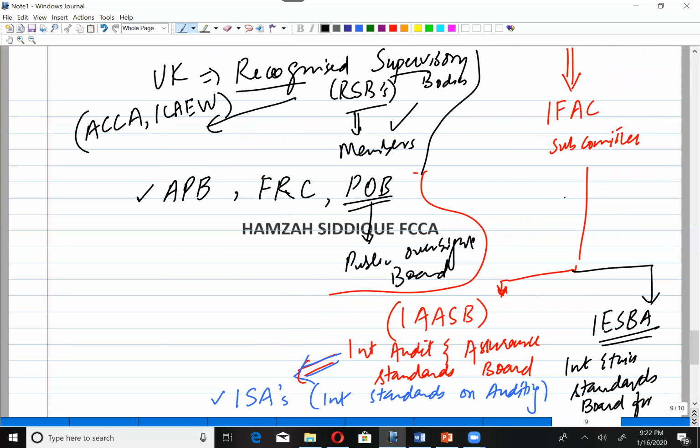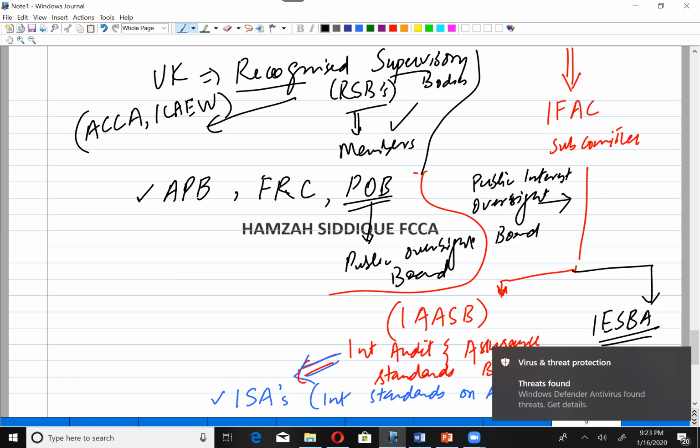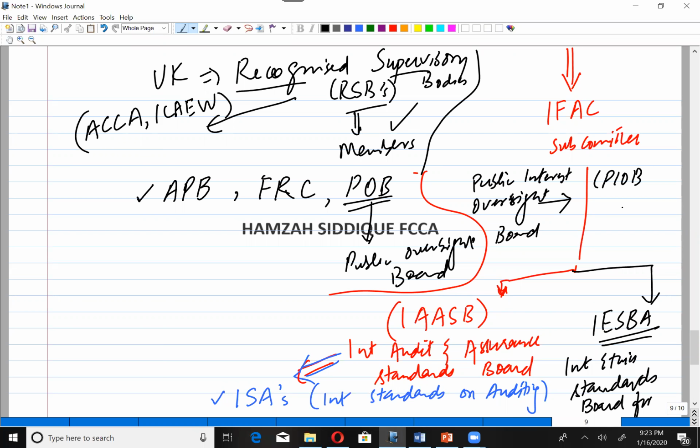Students, remember, there is a third committee of IFAC. That subcommittee is the Public Interest Oversight Board, PIOB. Yes. This committee, as the name tells, oversees the function of these subcommittees, the other boards.